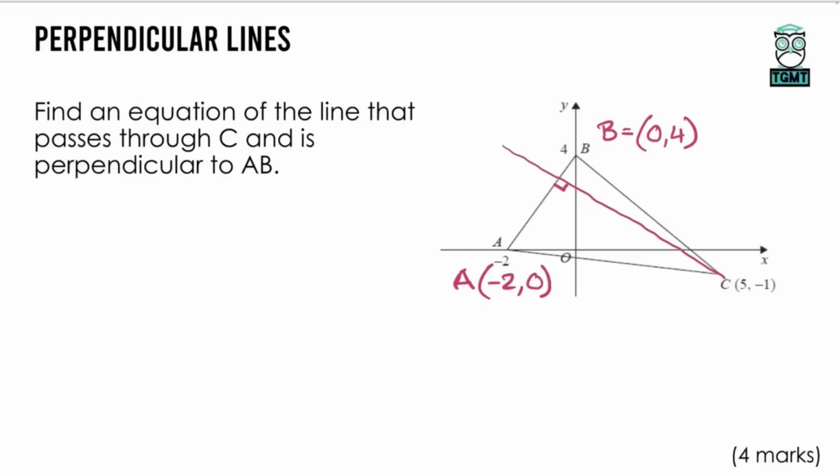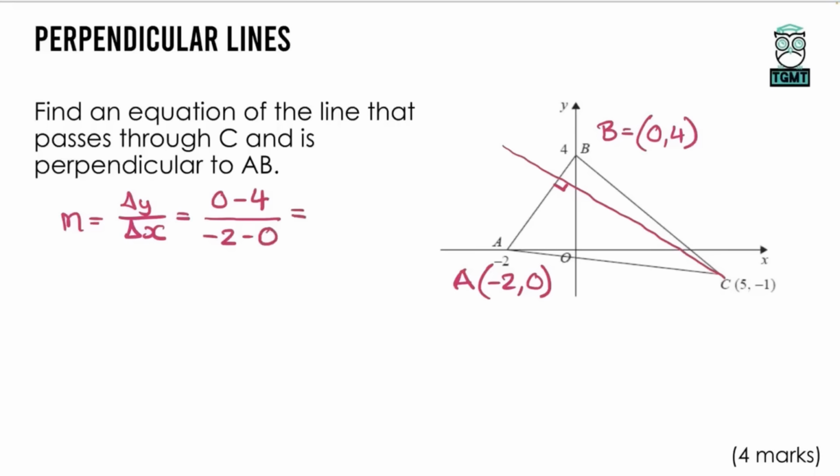If we want to find the gradient of AB, we can then find the gradient of this perpendicular line. For the gradient, we will do the change in y divided by the change in x. Here, the y-coordinates go from 0 to 4. So 0 minus 4, or you can do 4 minus 0, and then over the change in x, which is -2 take away 0.